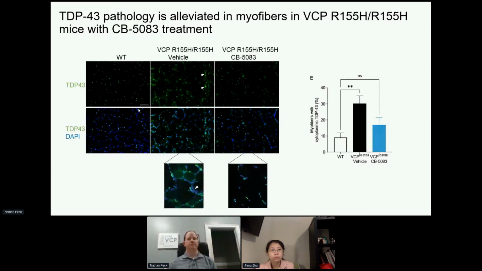And here, when you're looking at wild type, TDP43 is again located inside of the nucleus of the myofiber cells. However, in the VCP R155H animal, we see a global stronger expression of TDP43, and in addition, we also see cytoplasmic expression of TDP43 in these muscles. However, when we treat with CB, we saw that the cytoplasmic expression of TDP43 somehow is alleviated, suggesting that CB5083 treatment can have some function in modulating TDP43 pathology in these VCP R155H homozygous animals.